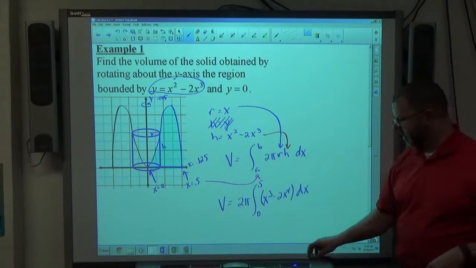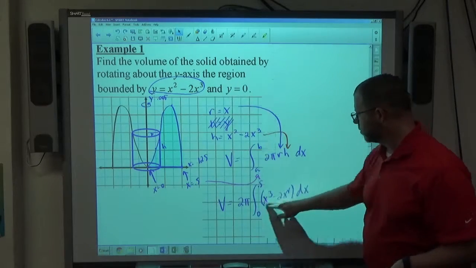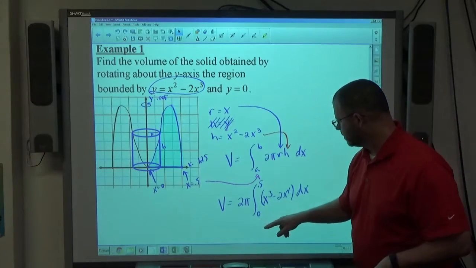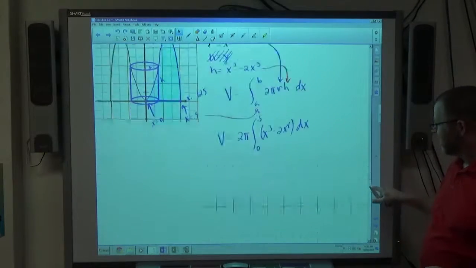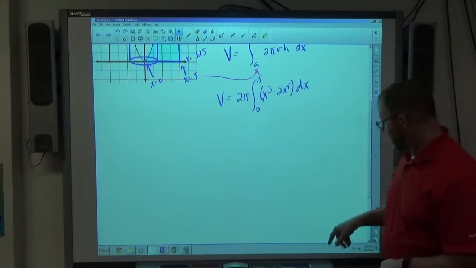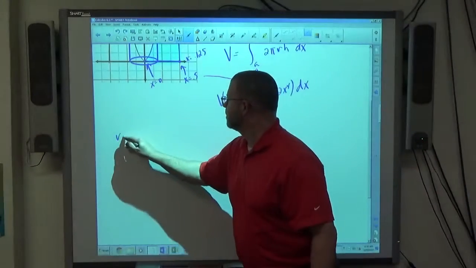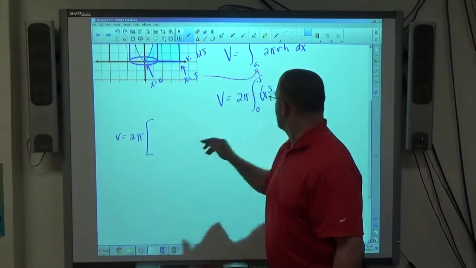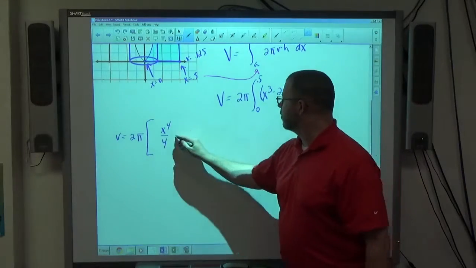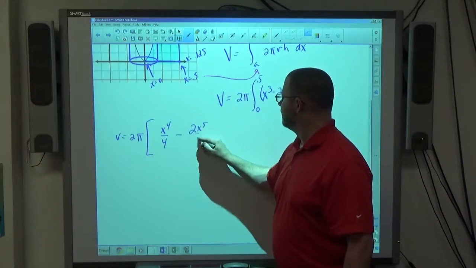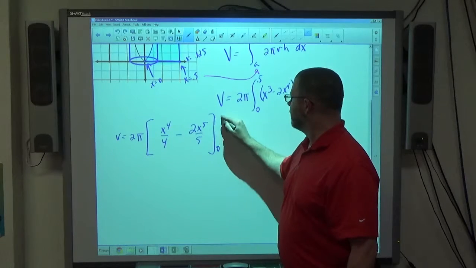Then we simply have to integrate. We have to evaluate this integral. I'm just going to put it up here, but I'll just leave it right there. Extend the page. All right, so x cubed is x to the fourth over 4. 2x to the fourth is going to be minus 2x to the fifth over 5. From 0 to 0.5.